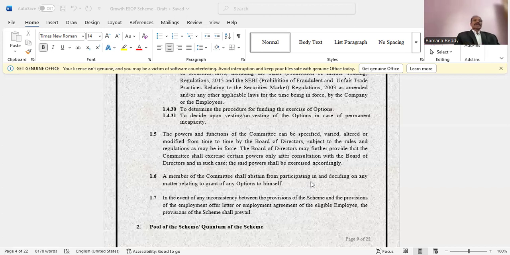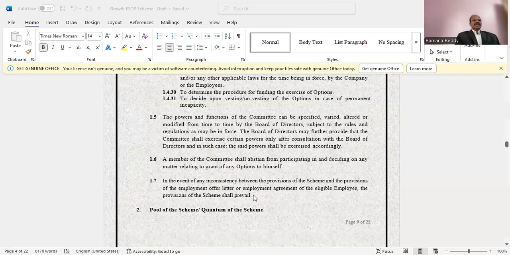The members of the committee shall abstain from participating in and deciding on any matter relating to grant of any options to himself because of the related party. So in the event of inconsistency between the provisions of the scheme and the provisions of the employment offer letter or employment agreement of the eligible employee, if there is a dispute, then the provisions of the scheme shall prevail.